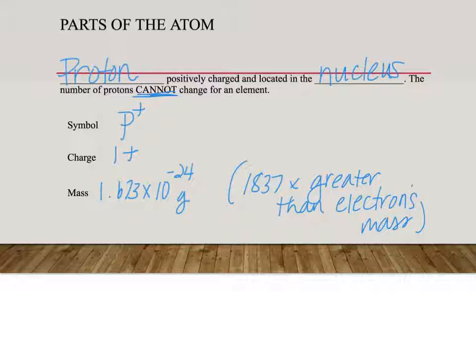Just to give you an idea of that mass, a paper clip weighs about a gram, maybe a little over a gram. And so that kind of tells you how small the mass of a proton is. However, it is still over 1,800 times greater than an electron's mass. So a proton has a much larger mass compared to an electron's. And then on the next slide, we'll talk about the neutron.